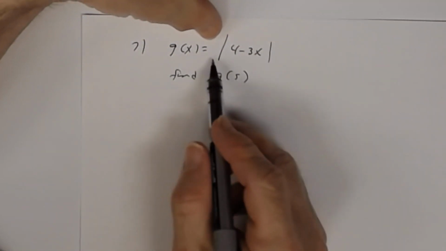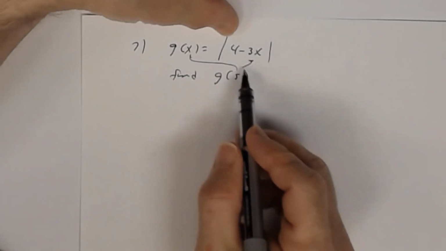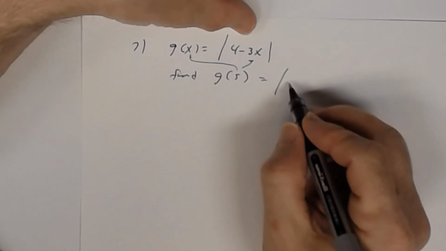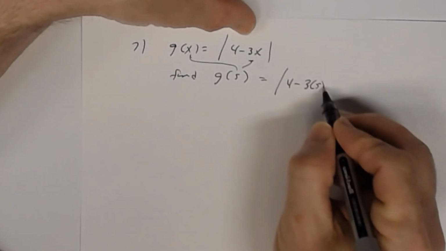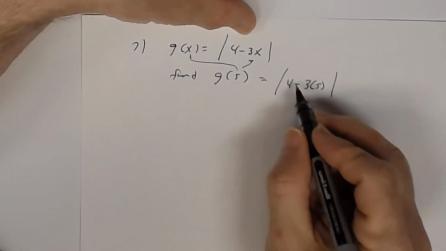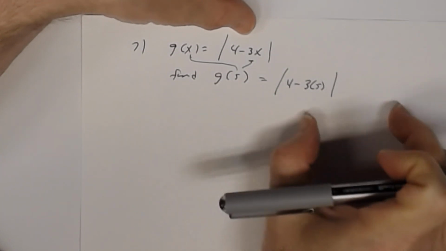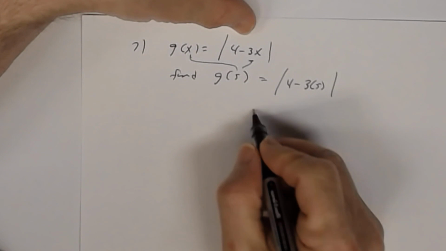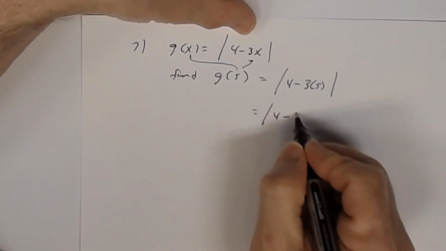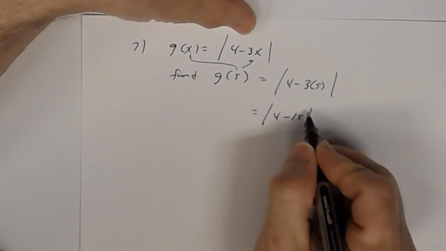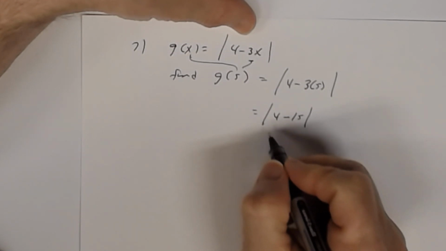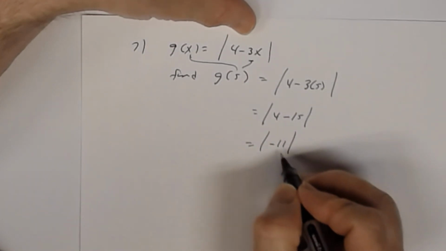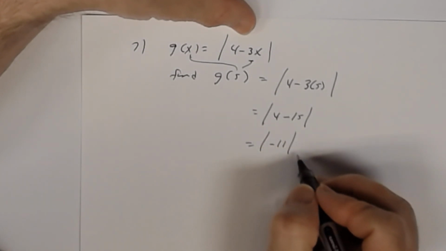So you're going to say g of 5 will equal the absolute value of 4 minus 3 times 5. Don't forget those absolute value bars. Those are important. Now work within the absolute value bars. Don't throw them away. So this becomes the absolute value of 4 minus 15. Notice I still have those absolute value bars. 4 minus 15 is a negative 11, and I still have those absolute value bars.